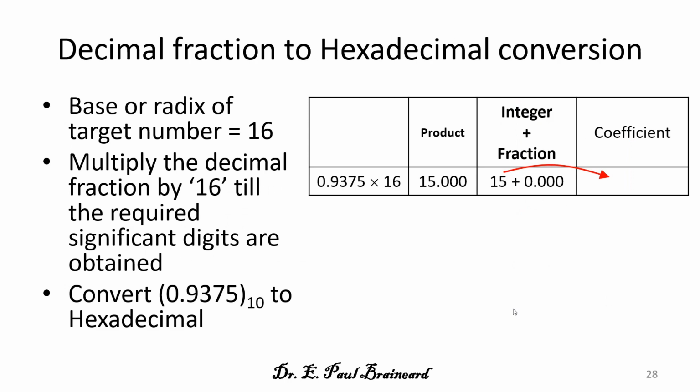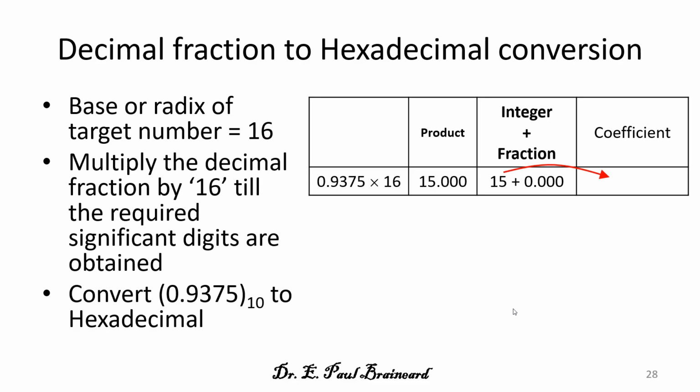Let's convert decimal fraction 0.9375 to hexadecimal number. Multiply the fractional part with 16 till the fractional part becomes 0. Separate integer part, write in sequence.